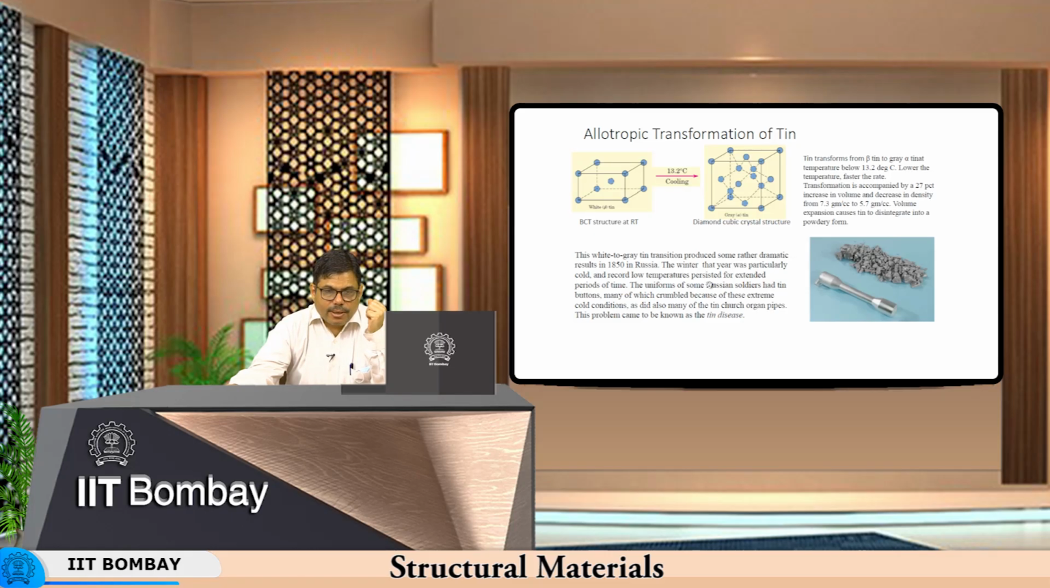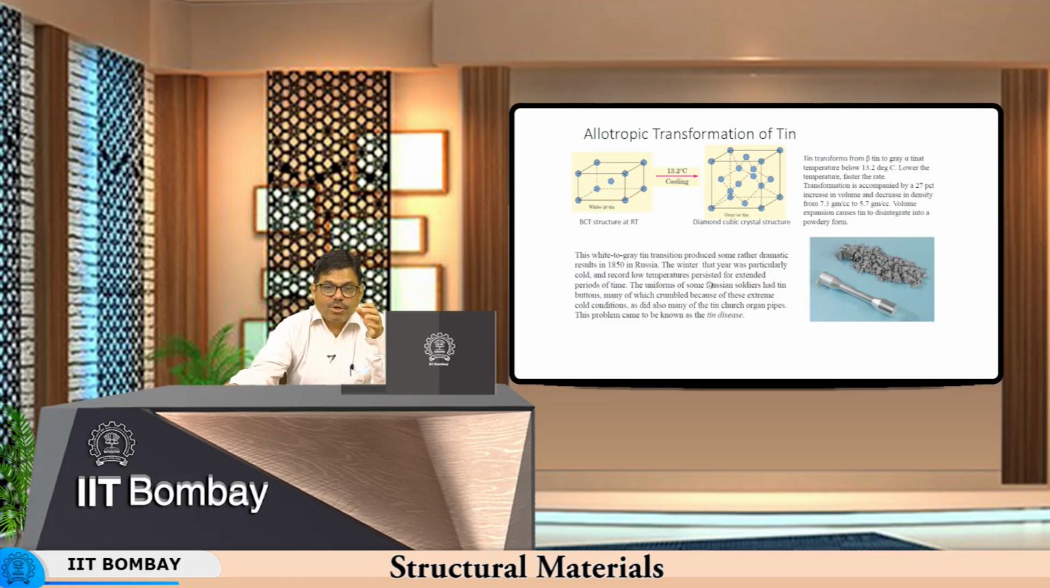So, the buttons which the Russian soldiers had on their uniform were made of tin, and they got exposed to this extreme cold conditions, due to which the crystal structure changed. So, body centered tetragonal structure at room temperature to a diamond cubic structure under cold conditions, due to which the buttons crumbled, because now earlier they had strength to hold on, but they lost the strength due to cooling under extreme cold conditions. And so, this was called as a tin disease.